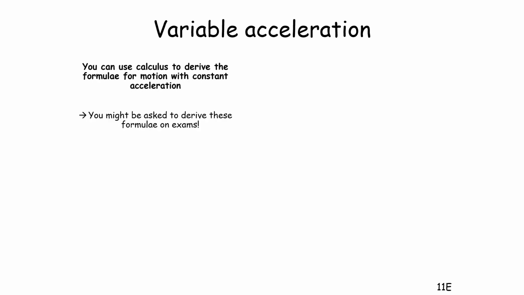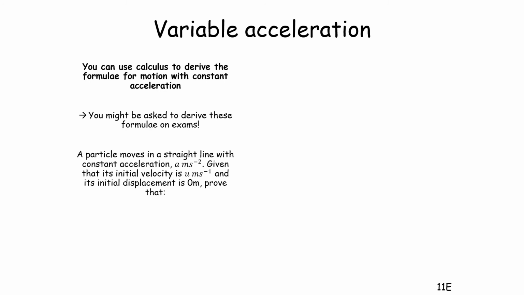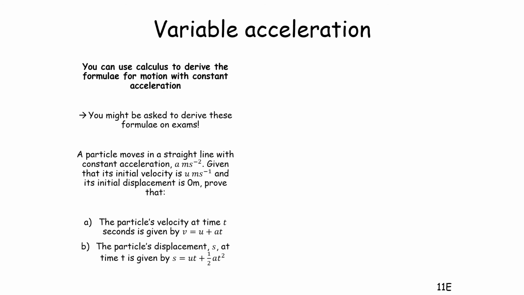So you might be asked to derive this formula on the exam. A particle moves in a straight line with a constant acceleration a meters per second squared. Given that its initial velocity is u meters per second and its initial displacement is 0 meters, prove that the particle's velocity at time t seconds is given by v equals u plus at. You've all met these SUVAT formulas in the constant acceleration chapter, but you could be asked to derive this. Now we've learned calculus in pure maths, so we should be able to show this. We also want to find the formula for the displacement, s equals ut plus half at squared.